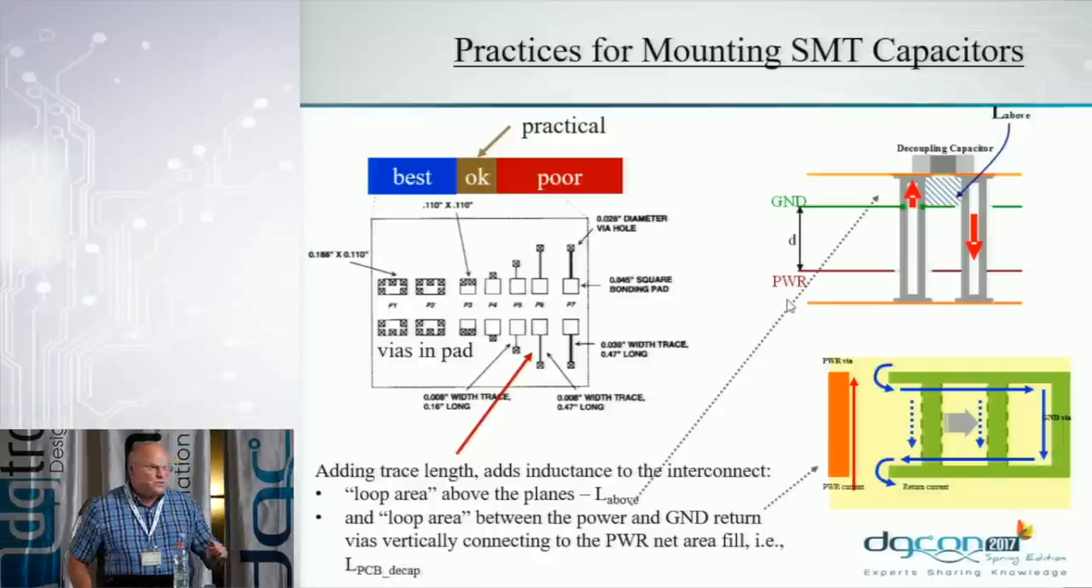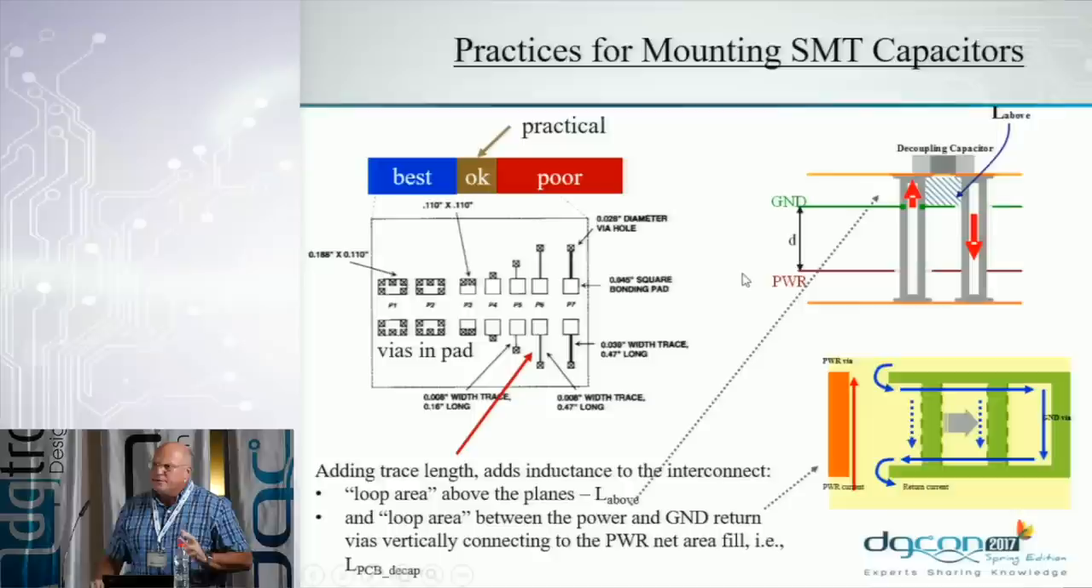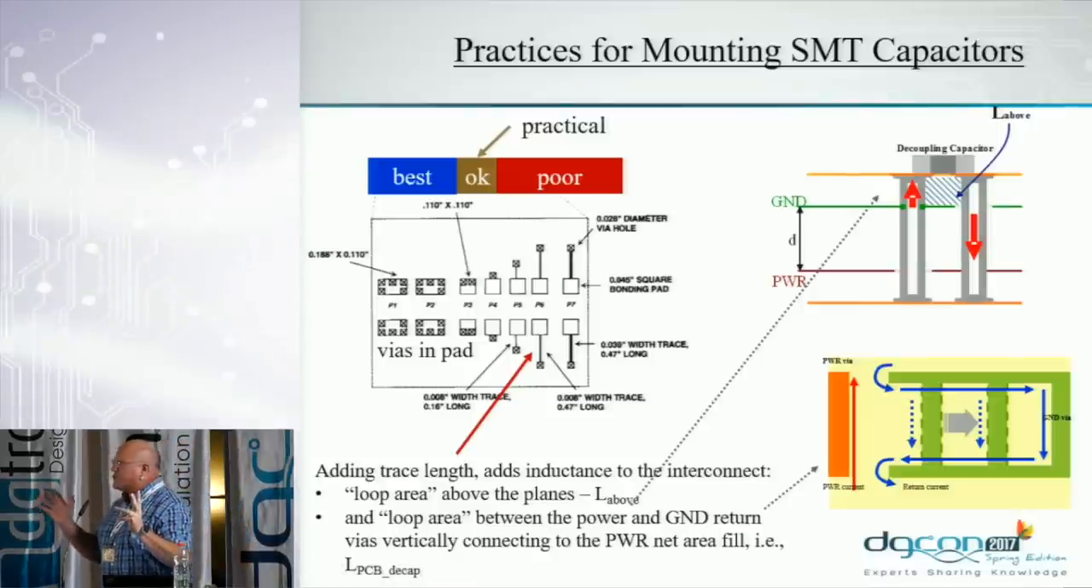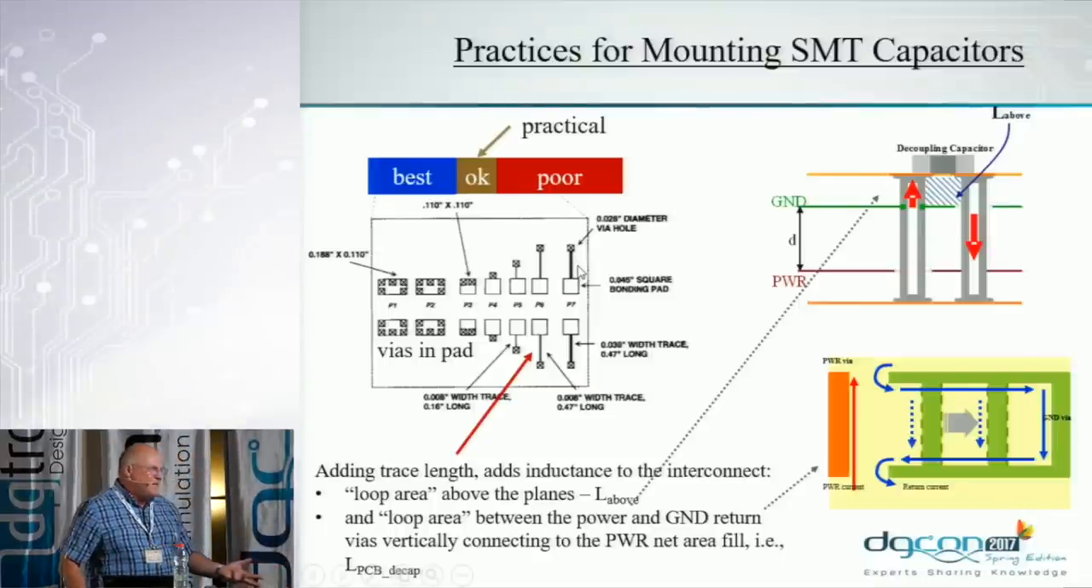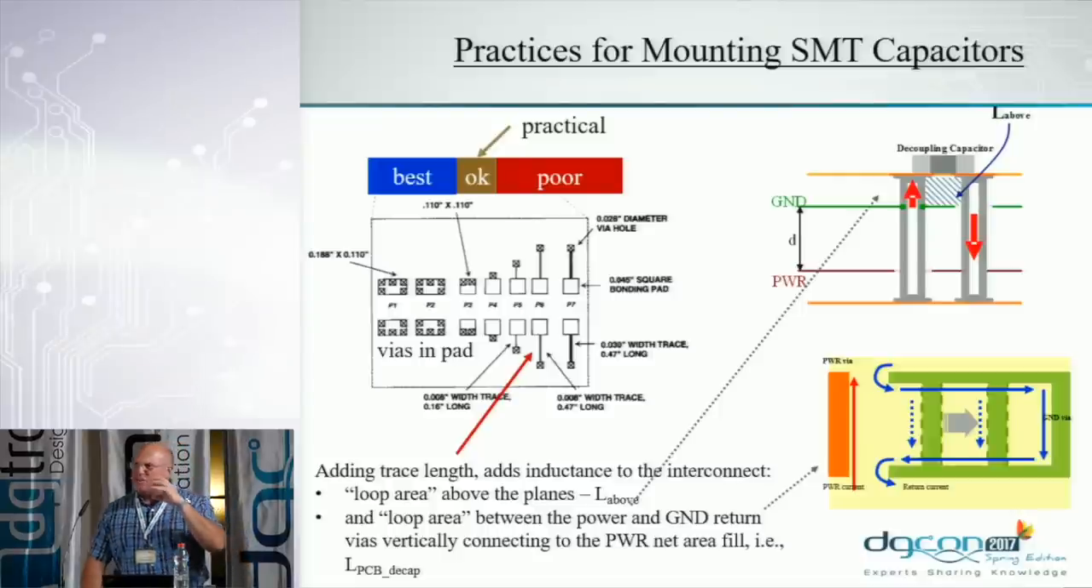The key, though, is when you connect decoupling capacitors. Typically if you leave it to the layout people, they're just thinking, I just have to make a connection. I have my bonding pads for the decoupling capacitor, and I just need vias that go down to my power and ground planes. Oftentimes you'll see pieces of trace length there. Of course, that's bad, because that just adds a piece of inductance that we can manage and get rid of.